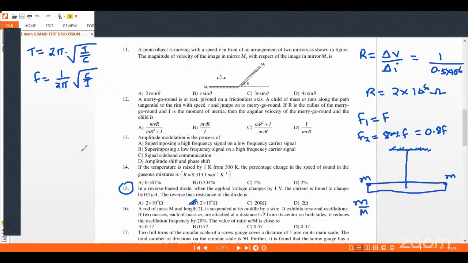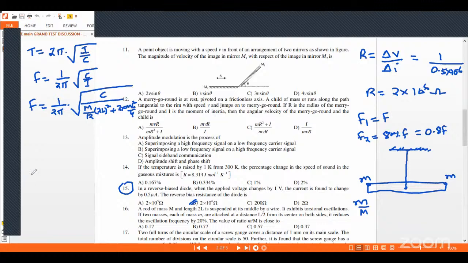Initially F I can write as 1 by 2 pi into under root C by I. It is a rod suspended from the middle, so I can write M L square by 12. Here the length is 2L, so M by 12 into 2L whole square, plus two particles at a distance L by 2, so 2 into m L square by 4.